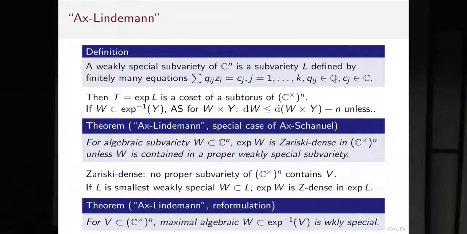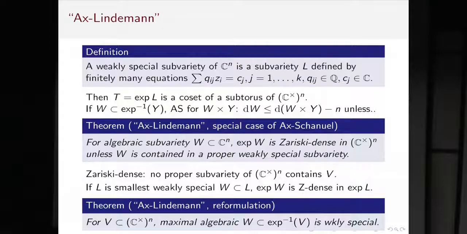And in that case, indeed, the exp of W will be contained in a coset of the subtorus. It'll satisfy the multiplicative relation. And otherwise, the image of W is Zariski dense in the image. It's not contained inside any proper algebraic subvariety.